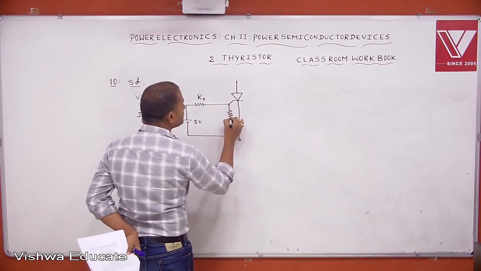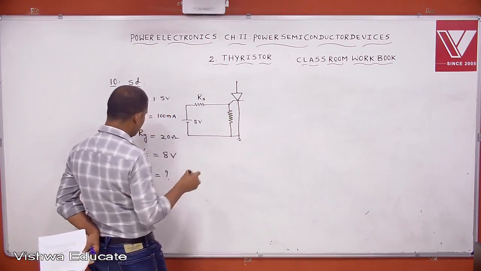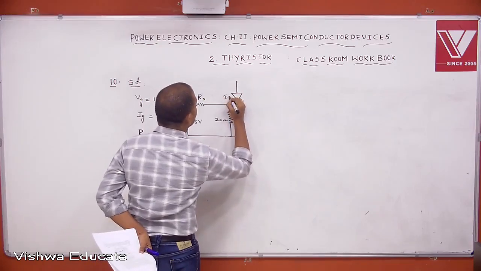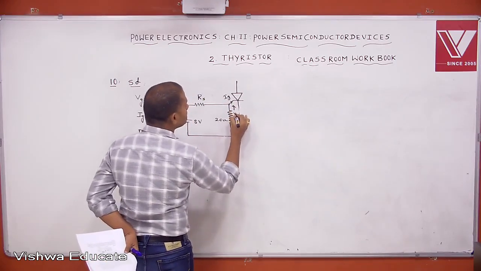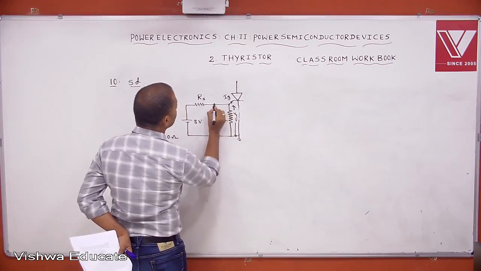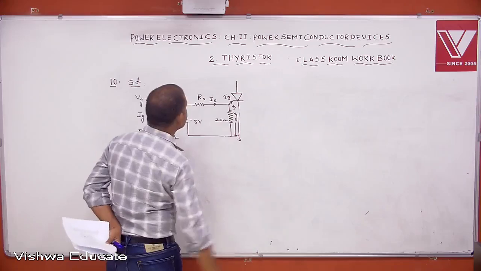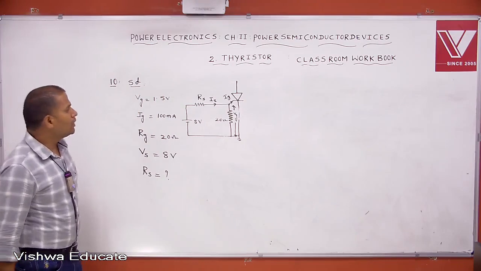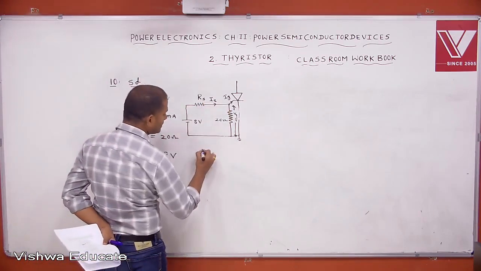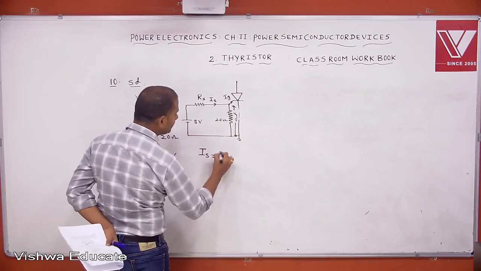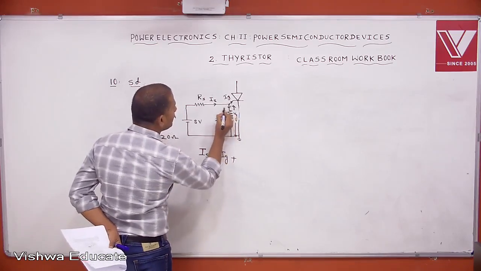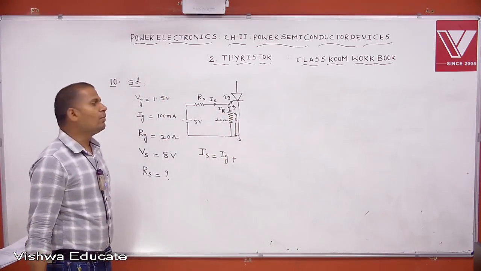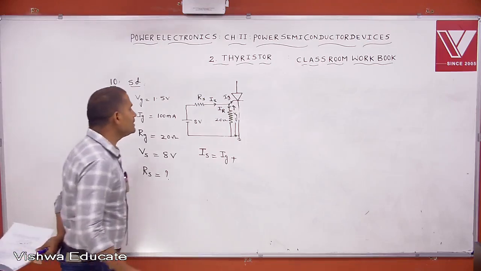Gate to cathode resistance is given as 20 ohms. Let this be Ig, let this be Vg, let this be Is. Now from this you want to calculate Rs, which means I want to define Is. Then what is Is equal to? Is equals Ig plus the current through any resistance connected across the gate cathode terminal, which we take as IR.